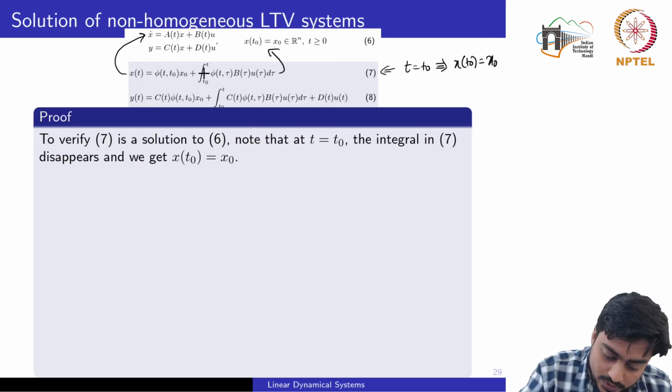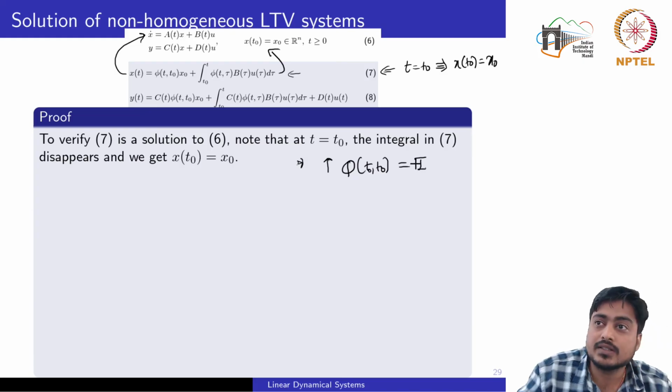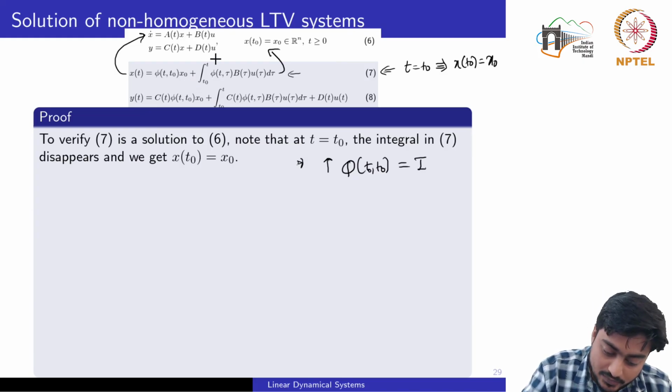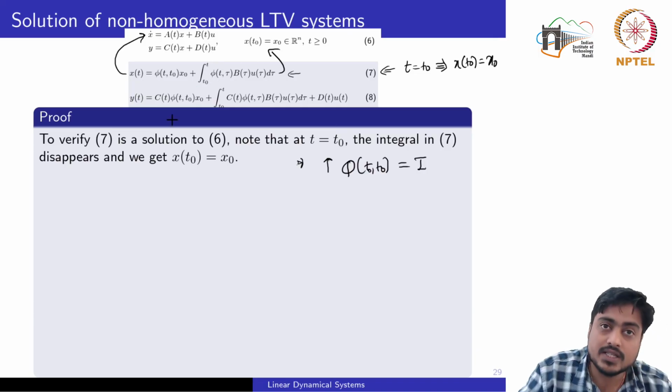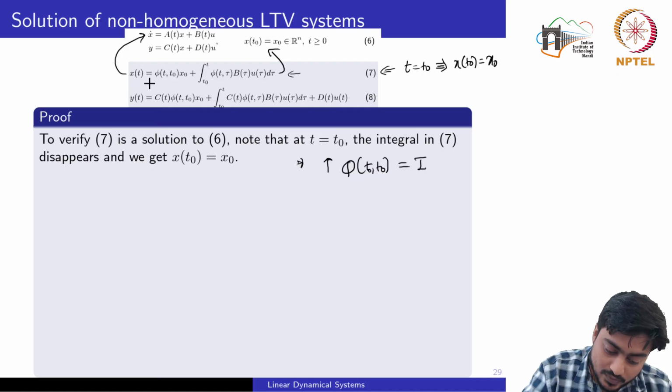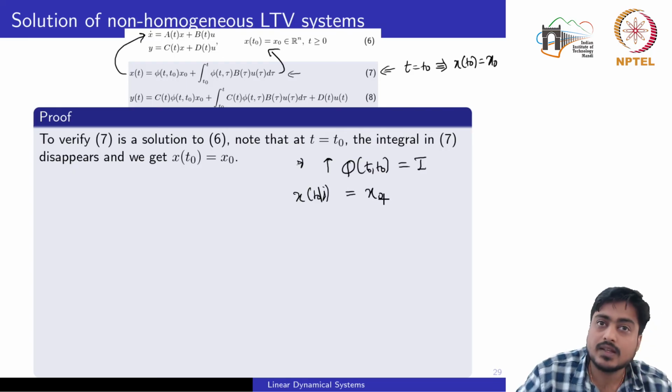Now let's put t is equal to t naught into this equation. So it would give me x of t naught, which is equal to phi t naught comma t naught, and from the property of the state transition matrix, phi t comma t is basically equal to the identity matrix. Okay, so the x naught would remain. Now if I put t is equal to t naught here, this integral would vanish, right? So the solution we would have is that x of t naught is equal to x naught.